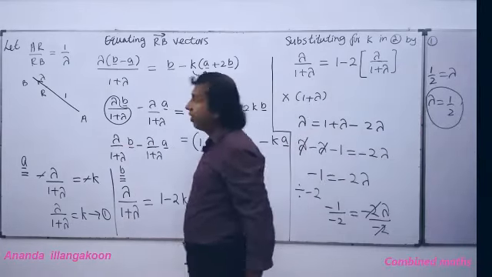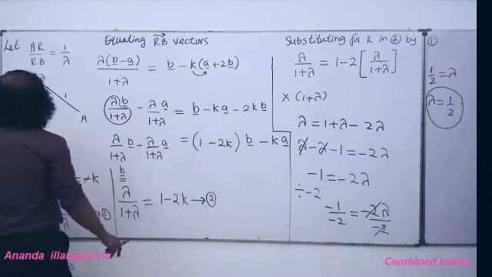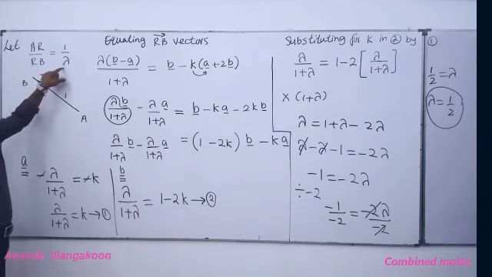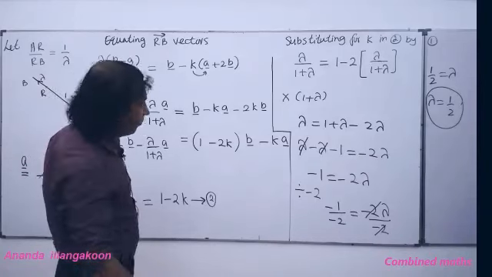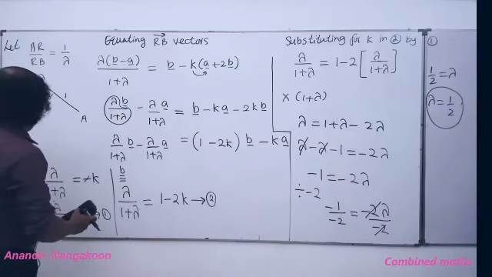Lambda equals half. We need to prove, people, AR is to RB, 2 is to 1. Now that value we found is lambda, we put it here. Then we get the next answer. Right. Therefore, you can write.